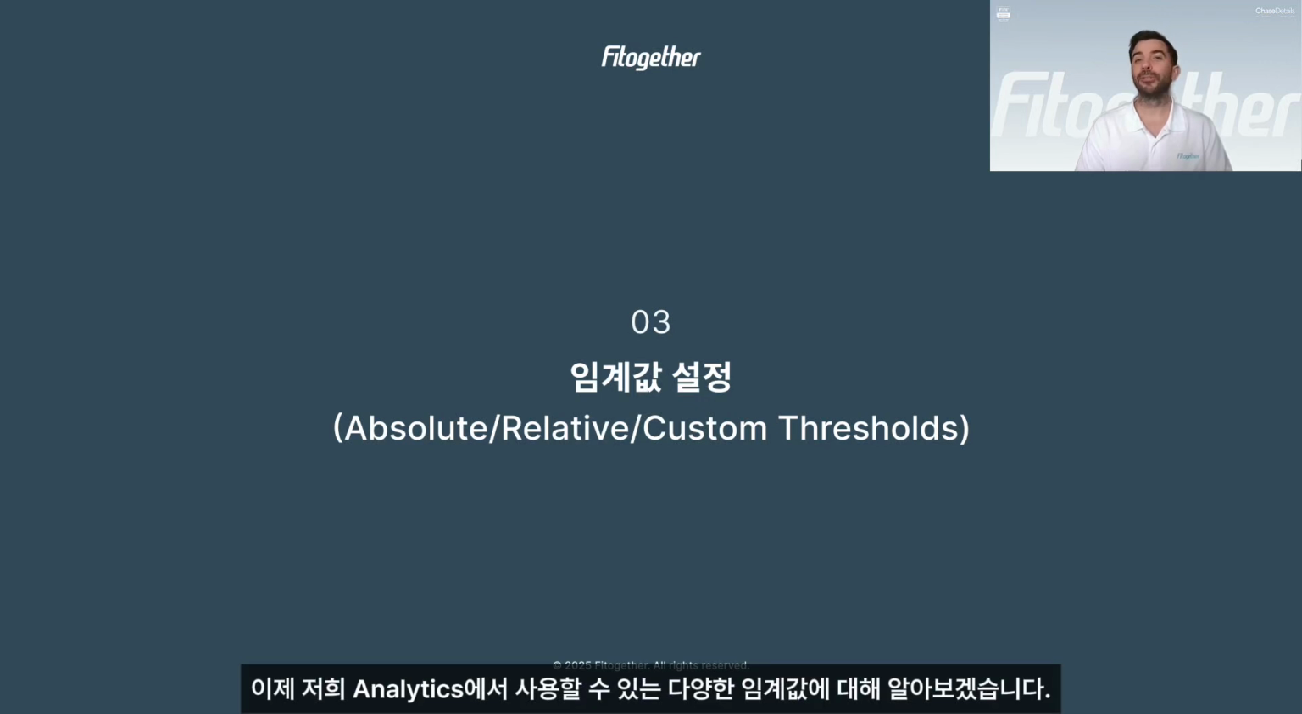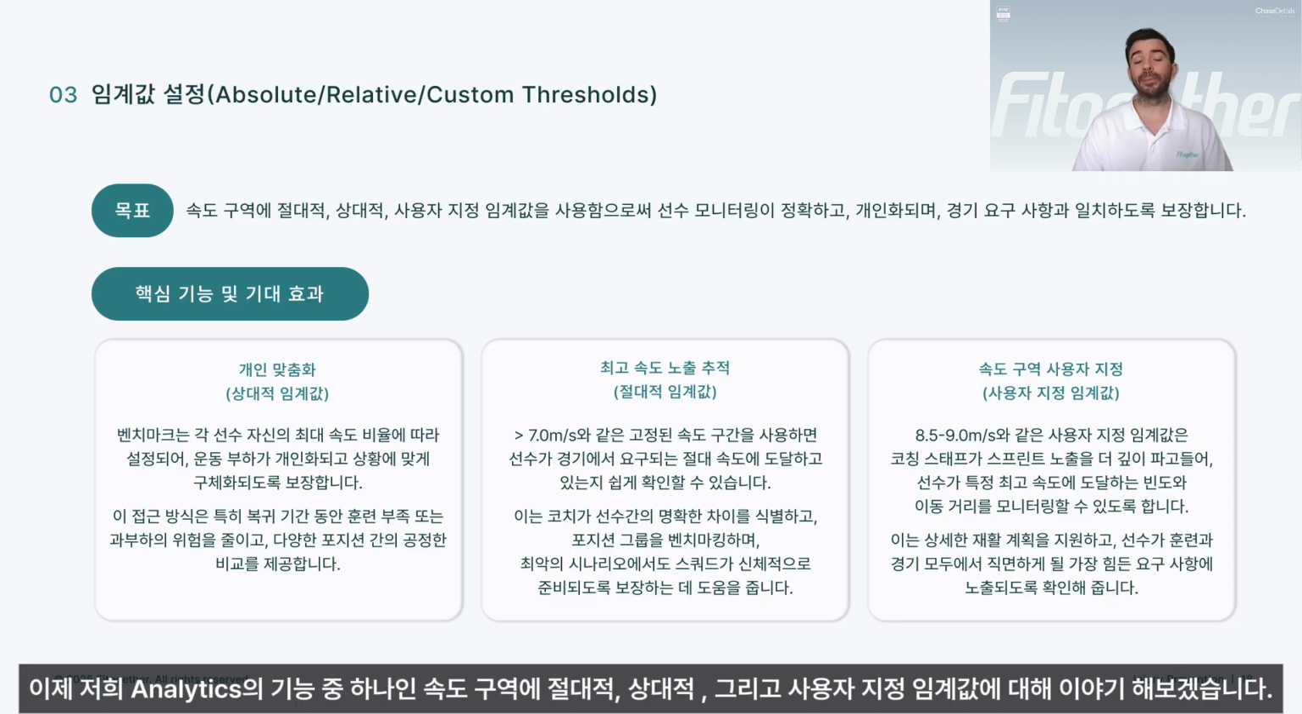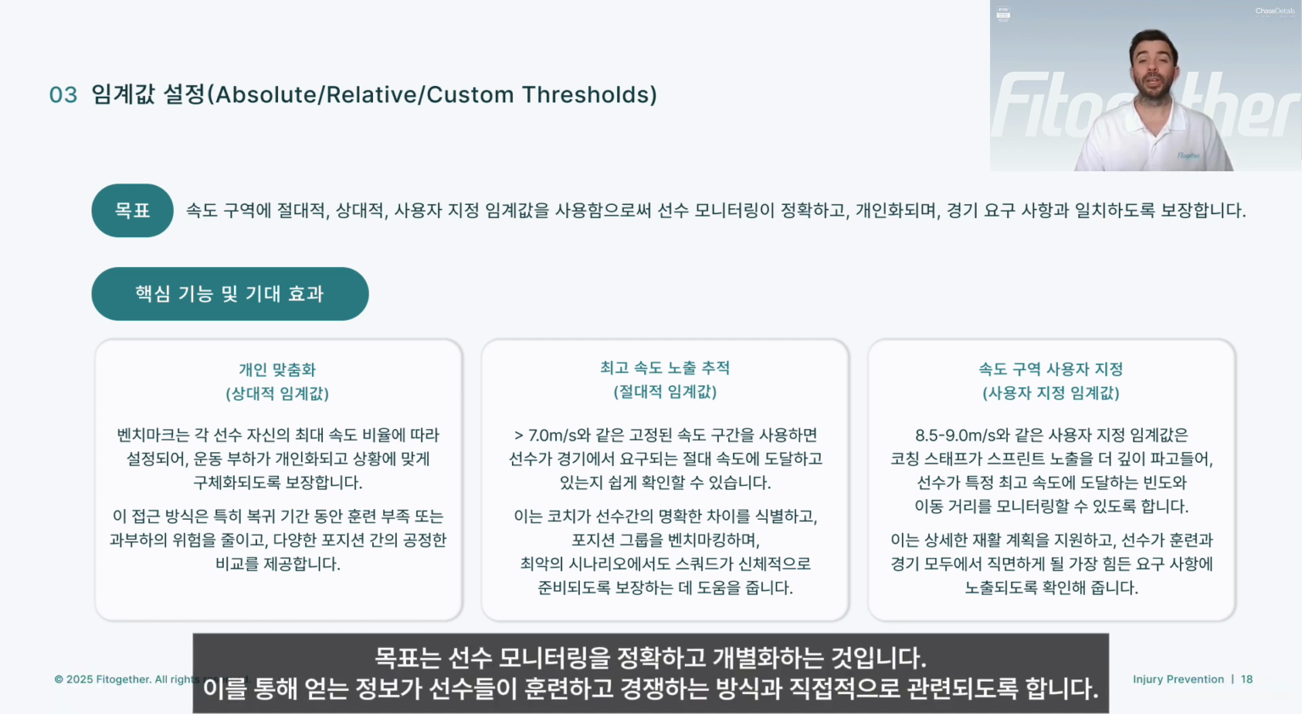Let's move on to the varying thresholds that you can use in our analytics platform. Now let's talk about one of the features within our analytics platform, the ability to use absolute, relative, and custom thresholds for speed zones. The goal here is to make player monitoring both accurate and individualized, so that the information you're getting is directly relevant to how your players train and compete.